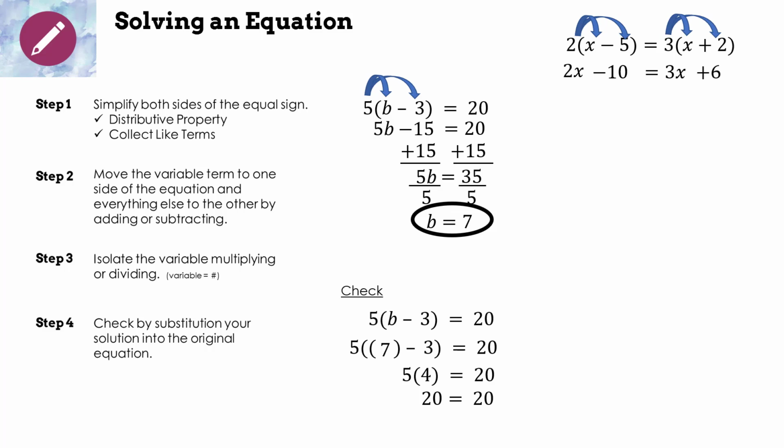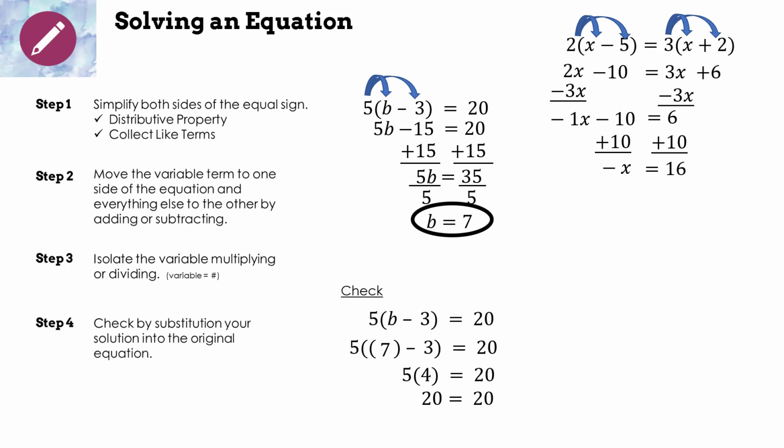So that means I need to get rid of the positive 3x. The opposite of a positive 3x is a negative 3x. So I'm going to subtract 3x from both sides. This gives us negative 1x, or negative x, minus 10 equals 6. Woohoo, we did it! But we have negative x minus 10. We don't want the minus 10 there, do we? So the opposite of subtracting is adding. So I'm going to add 10. We end up with negative x equals 16.